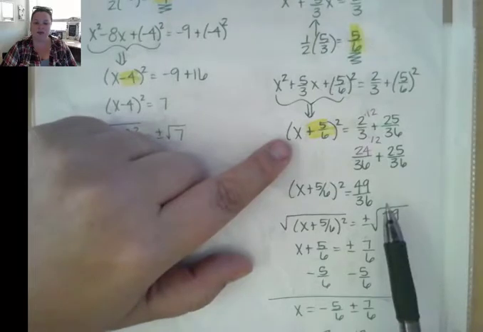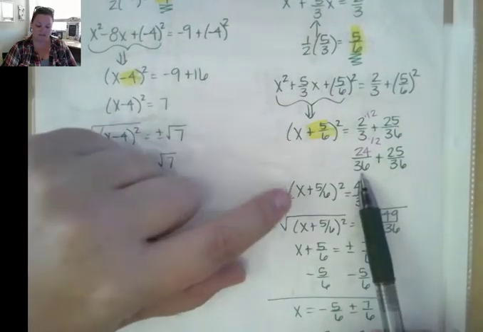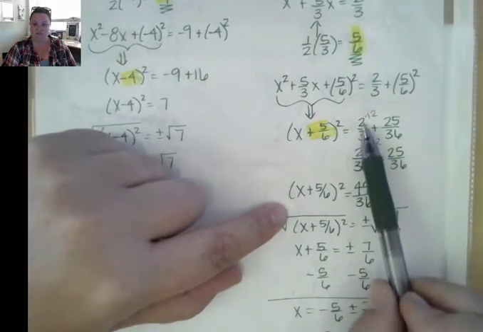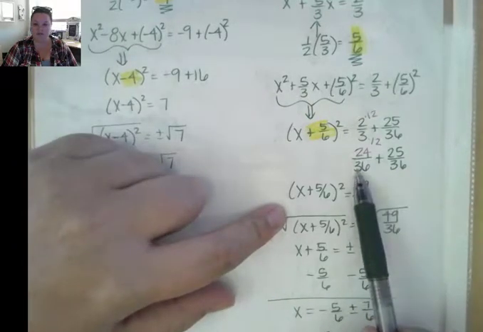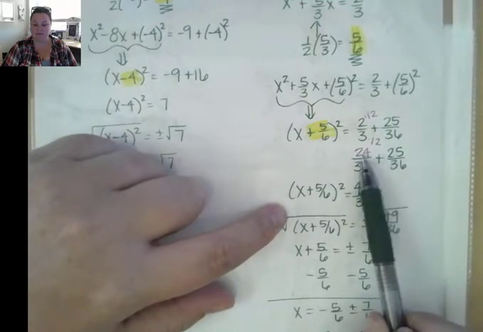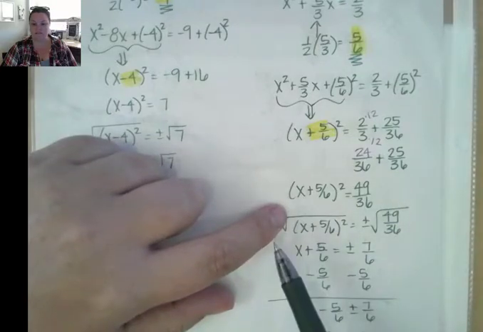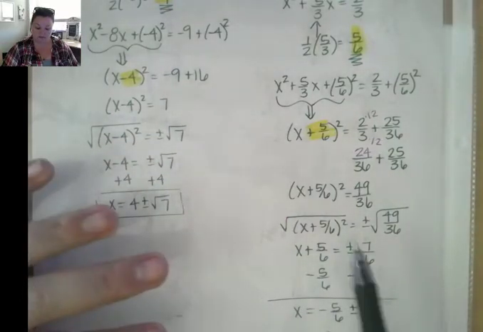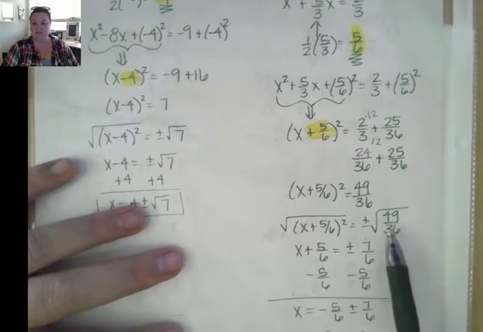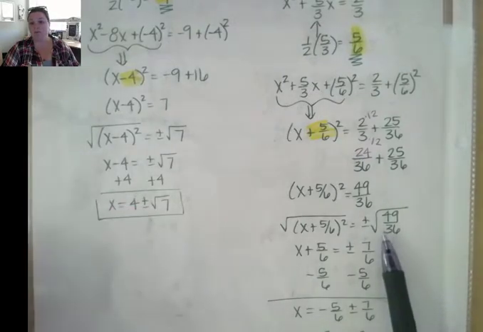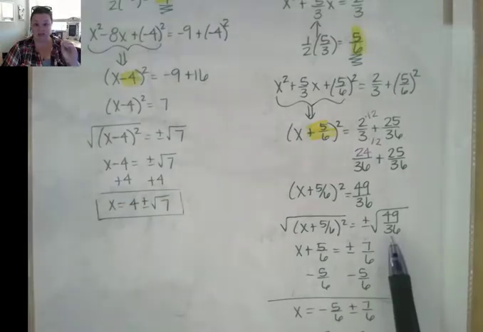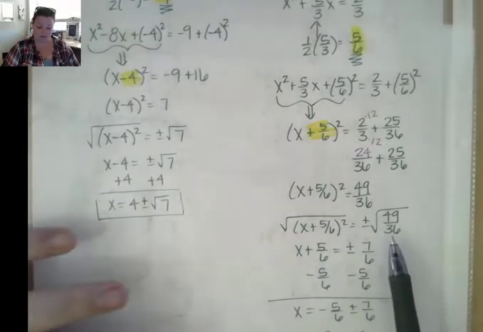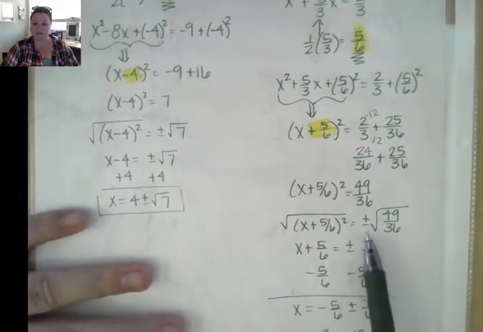And then I need to get a common denominator, which would be 36. So I multiply 2/3 on top and bottom by 12. So that becomes 24/36. And then I can combine the tops to get 49/36. Now the cool thing about this one is when we take the square root of both sides, 49 and 36 are both perfect squares. So that's something that should simplify nice and give me an actual number I can work with, right? Don't forget your plus or minus.